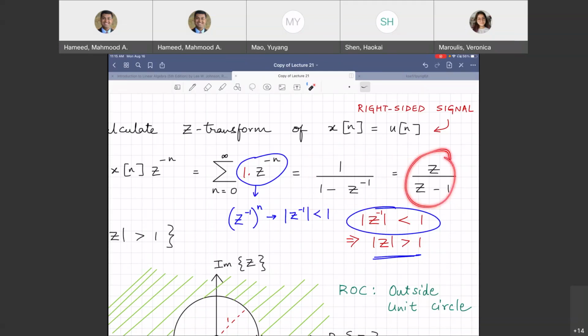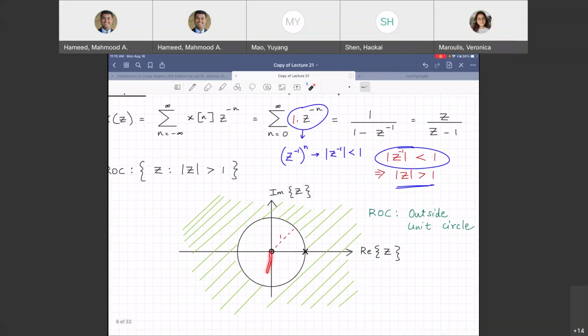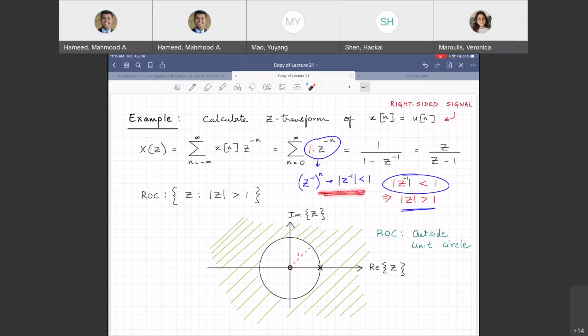Now, what does this have? This has a 0 at 0, and there's a pole at 1. So let me just put that up here. I've got a 0 at 0 and a pole at 1. And the pole is actually defining my boundary for the region of convergence. Because depending on my infinite geometric series getting converged, I said the region of convergence is all of complex plane with the distance away from origin to be greater than 1. Right? Magnitude of z has to be greater than 1.